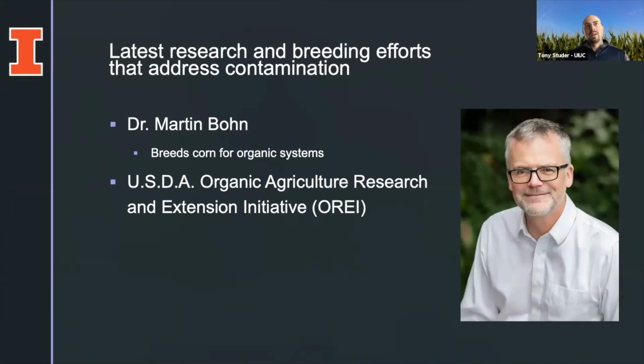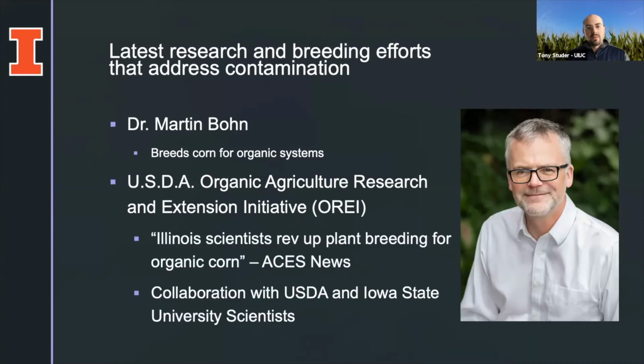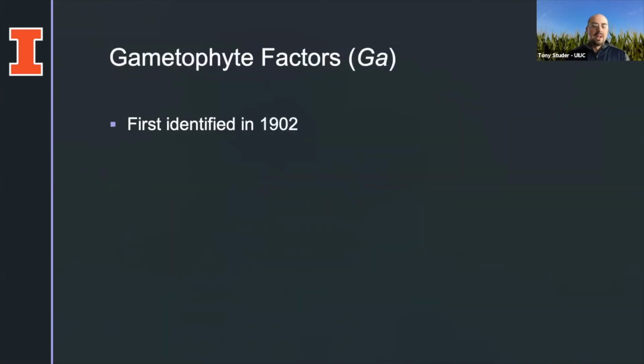at addressing this specifically. One of my colleagues at the University of Illinois, Dr. Martin Bone, breeds corn for organic systems, and recently received a grant from the USDA Organic Agricultural Research and Extension Initiative, where they're working with scientists from Iowa State and USDA on ways of breeding better organic corn hybrids, and then also incorporating a pollen isolation system. And so this is really the thing that gets me excited as a geneticist.